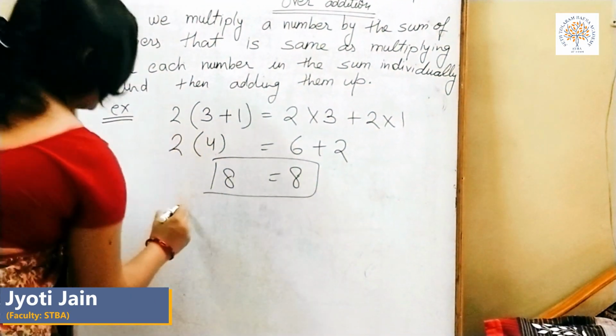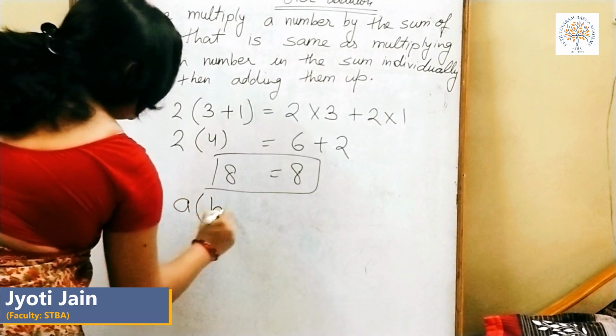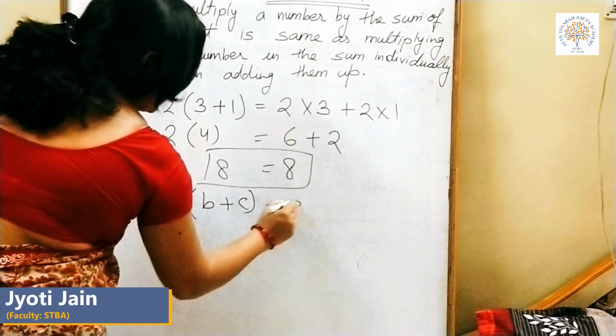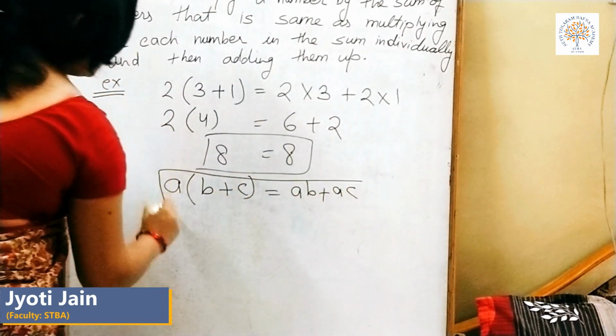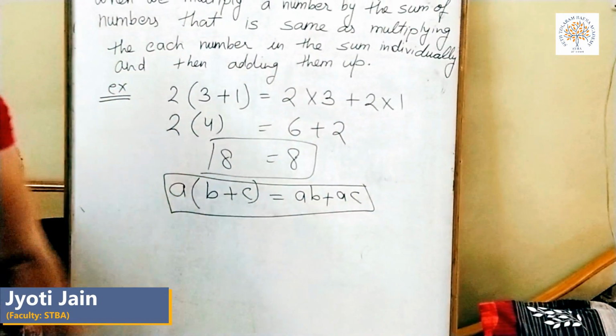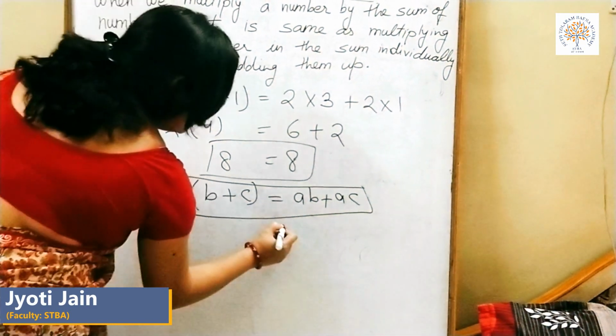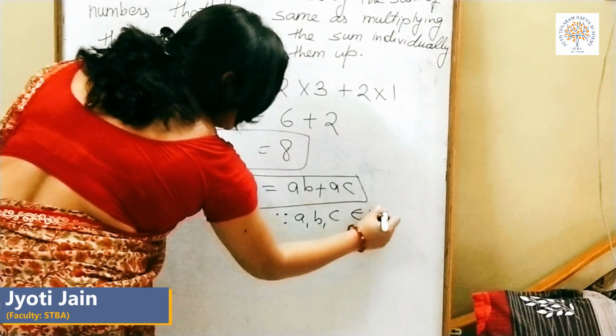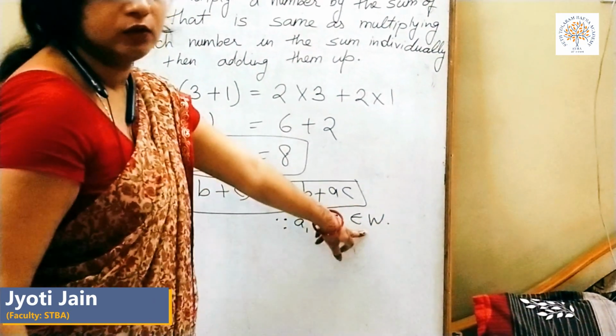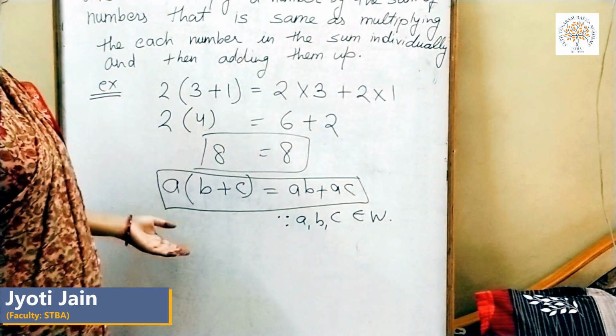It can be written as A times (B plus C) is equal to AB plus AC, where A, B, C are any whole numbers. Here W represents whole numbers. A, B, C can be any whole number.